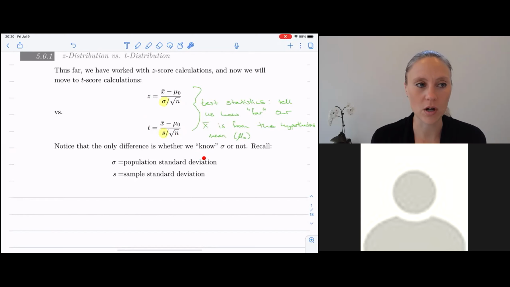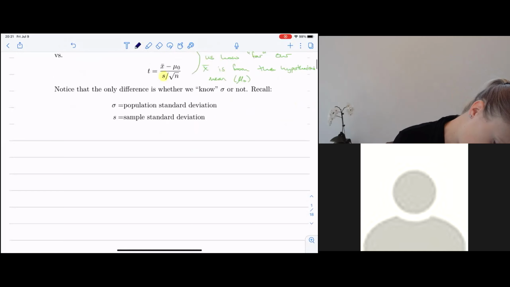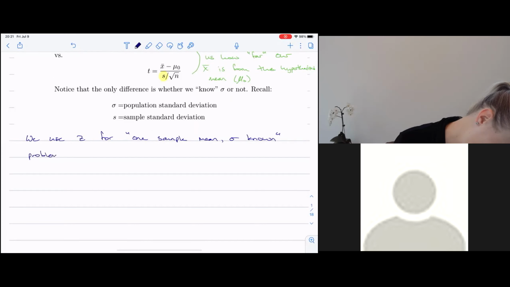So usually what we call these is Z distribution is for one sample mean with sigma known. Whereas a T distribution, we use it for one sample mean with sigma unknown, okay? Because we're having to use the sample standard deviation instead of the population standard deviation, right? And so we use Z for one sample mean, sigma known problems. And we use T for one sample mean, sigma unknown problems.